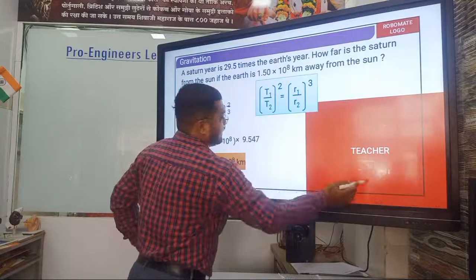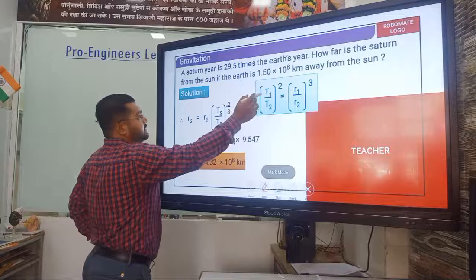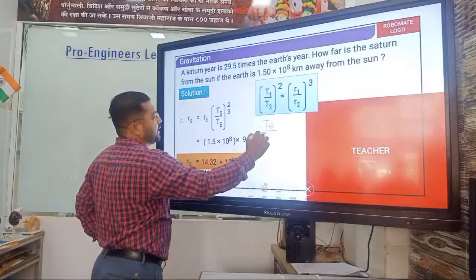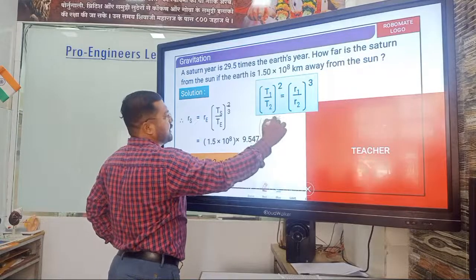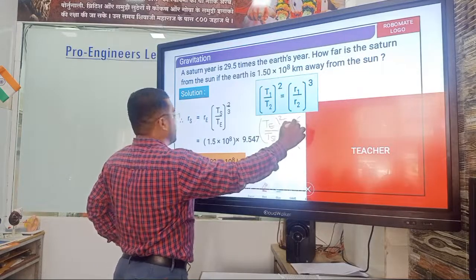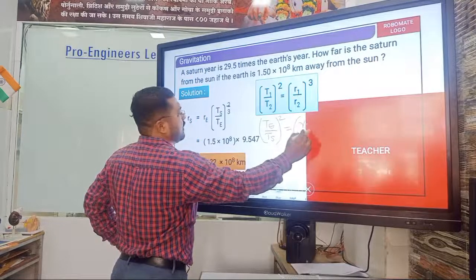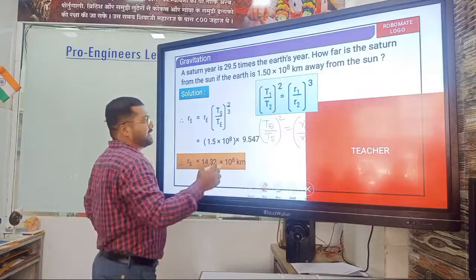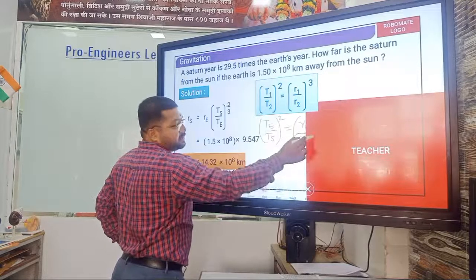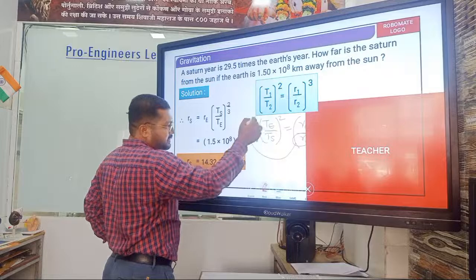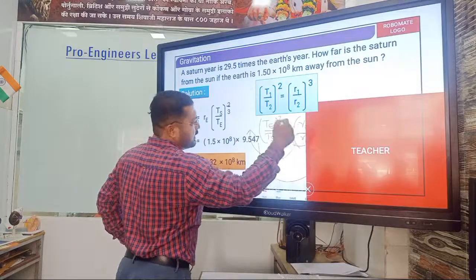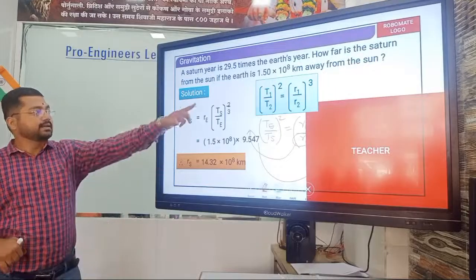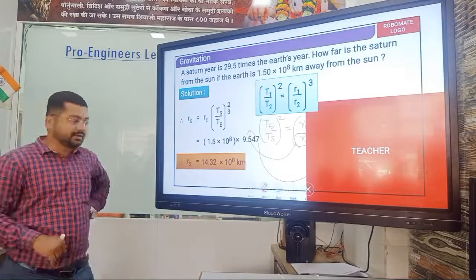I'll repeat this again. What we have done is, instead of T1, T2, we have mentioned TE by TS square is equal to RE upon RS cube, right? Yes. While arranging in terms of RS, if this RS goes here, this complete bracket will go here in a reverse way. So TS upon TE. Clear? Yes, sir.